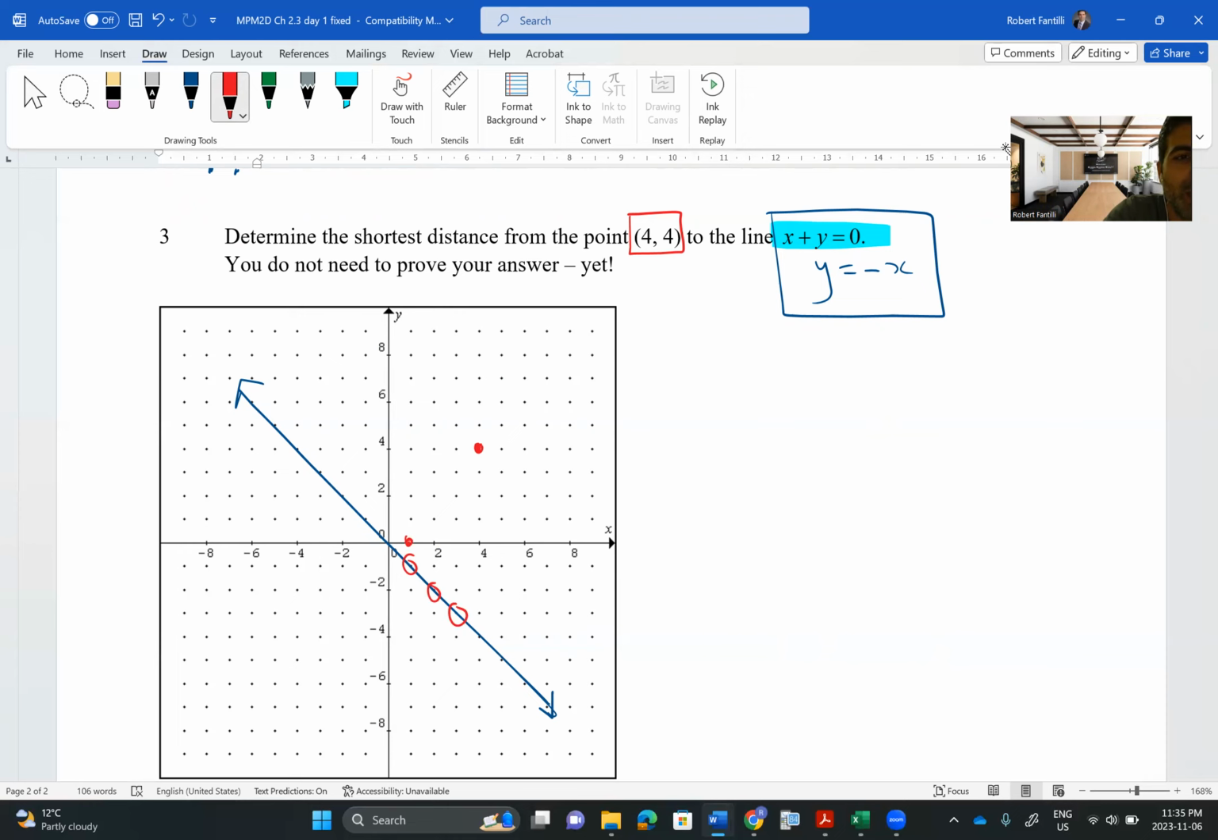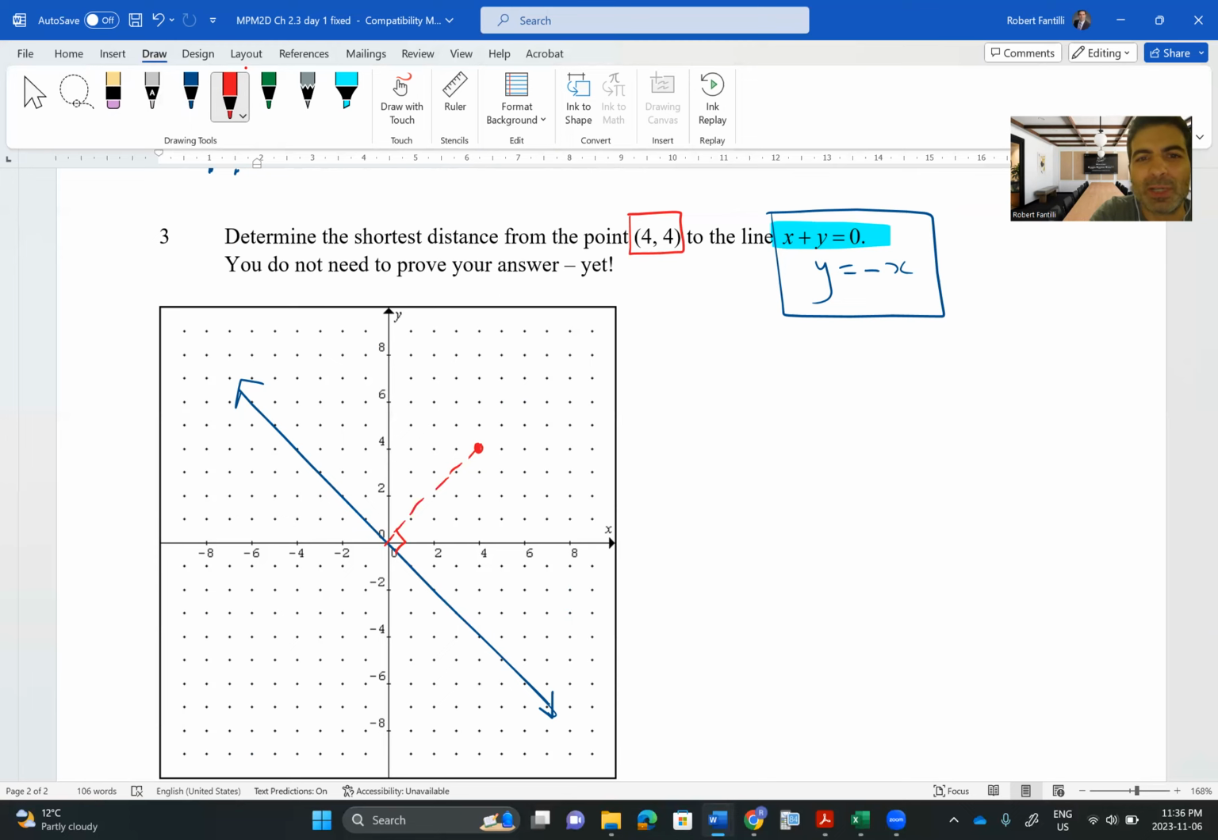And same thing with the other direction. When x is negative 1, y is positive 1. When x is negative 2, y is positive 2. So it's just basically the opposite of the x values, or negative version of the x values. But the shortest distance from the point to a line, we're going to learn this as we get through 2.3, is basically a perpendicular line or a right angle. The shortest distance from 4, 4 to that line would be a right angle.